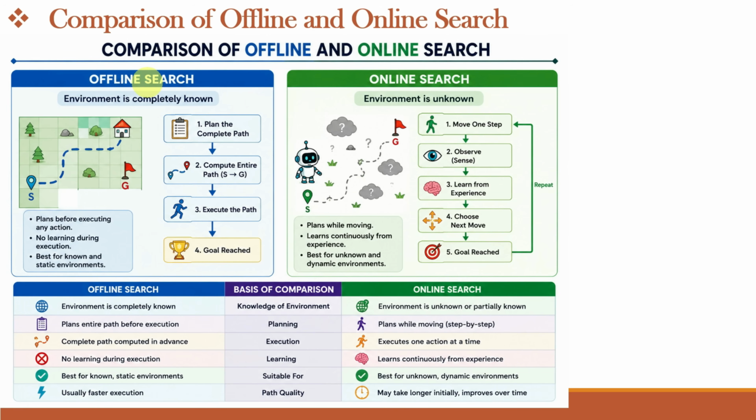Finally, remember the simplest difference between these two approaches. For offline search, plan first and then execute. While for the online search, move, observe, learn, and repeat. And this single comparison summarizes the main idea of the entire chapter.